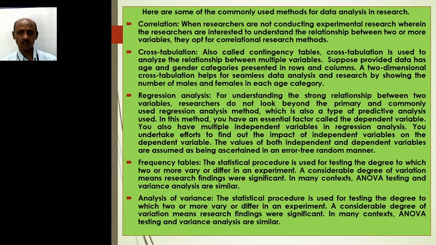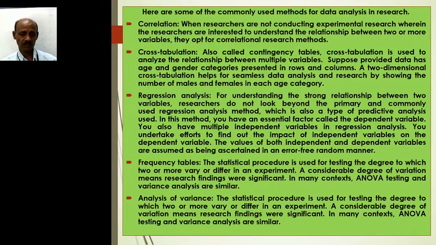The third one is regression analysis. For understanding the strong relationship between two variables, researchers do not look beyond the primary and commonly used regression analysis method, which is also a type of predictive analysis. In this method, we have an essential factor called the dependent variable. You also have multiple independent variables in regression analysis. That's why we conduct multiple regression. You undertake efforts to find out the impact of independent variables on the dependent variable. The values of both independent and dependent variables are assumed to be ascertained in an error-free random manner.